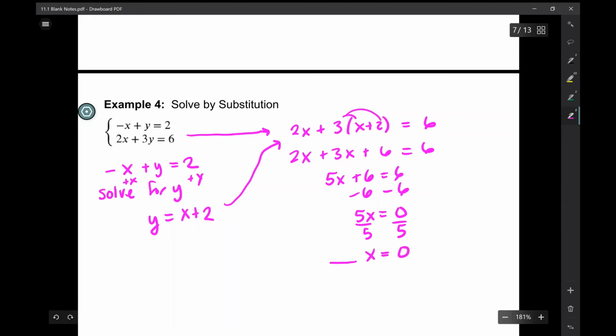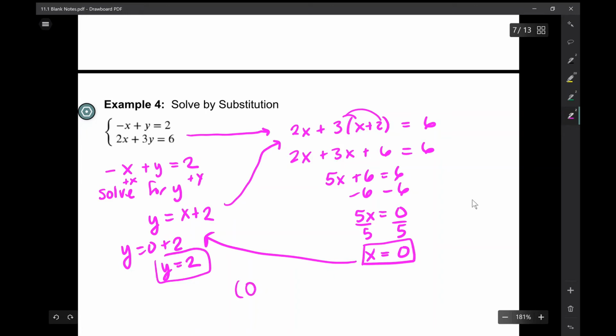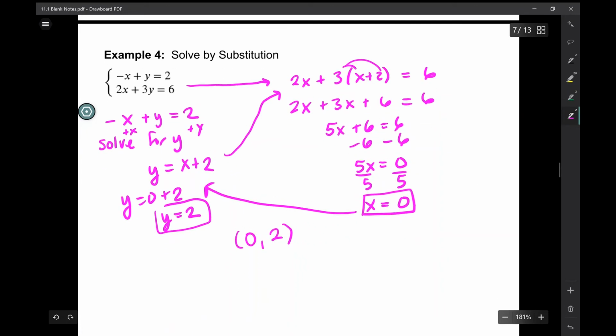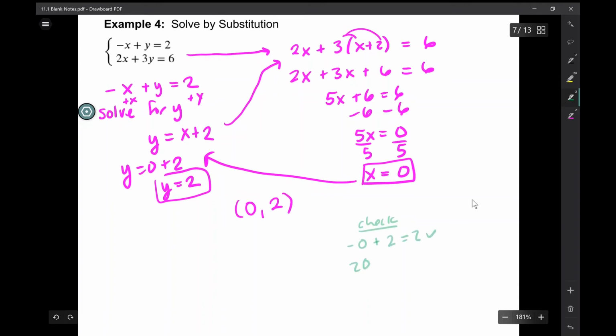I take that back. That's one part of my solution. And I plug that into my equation for y. Y equals 0 plus 2. So therefore y equals 2. And my solution is x equals 0, y equals 2. Now I'm going to check my answer. Let's come over here and do a quick check with both my equations. Minus 0 plus 2 equals 2, check. 2 times 0 plus 3 times 2 equals 6, check. Both those work out, feel good about it.